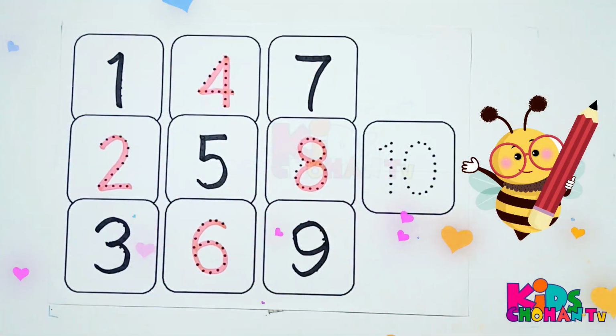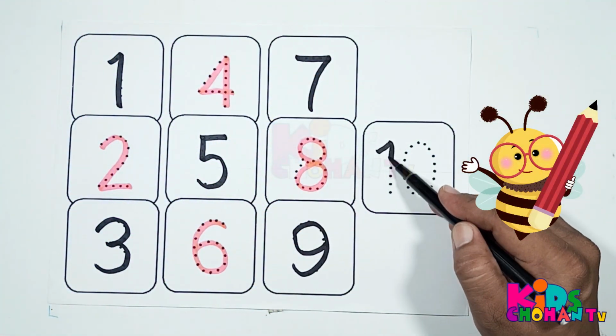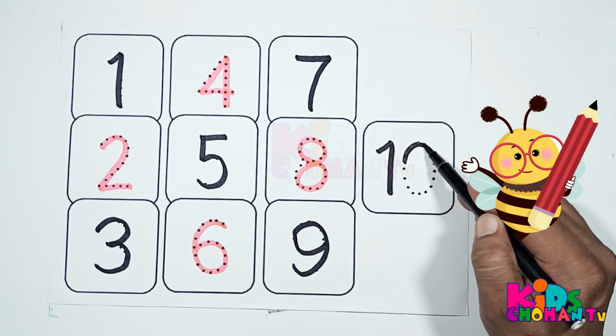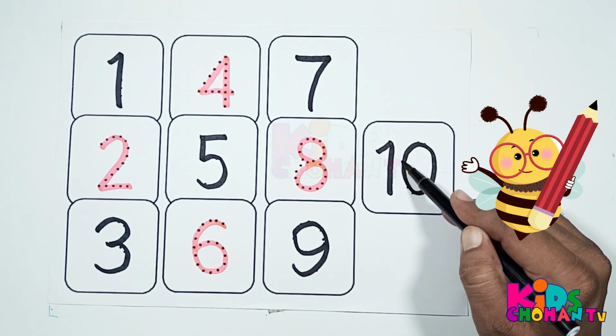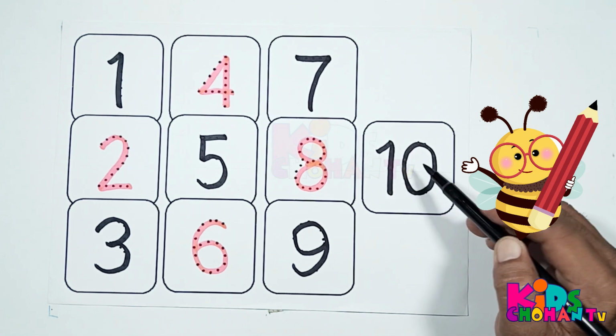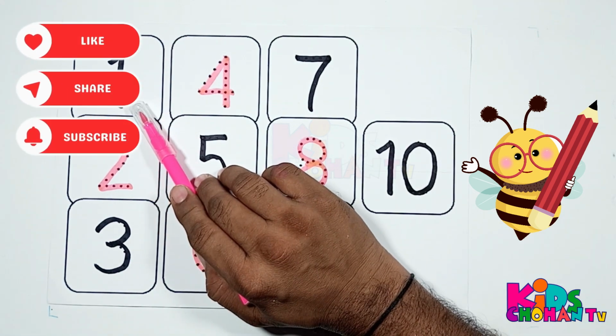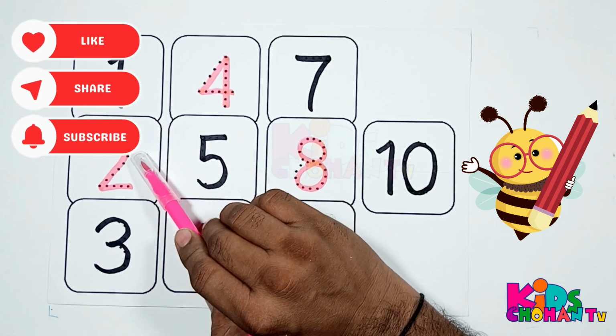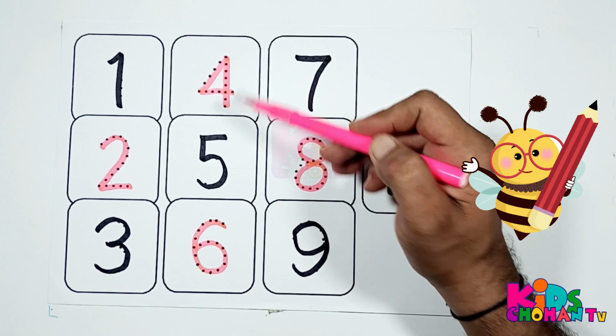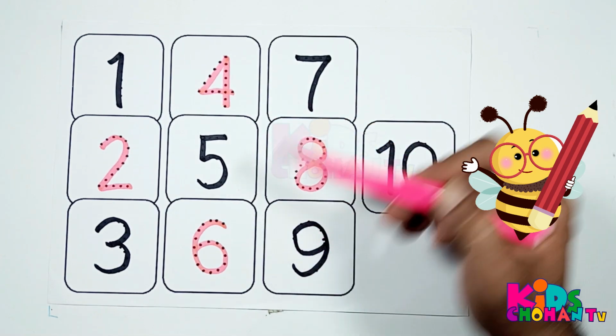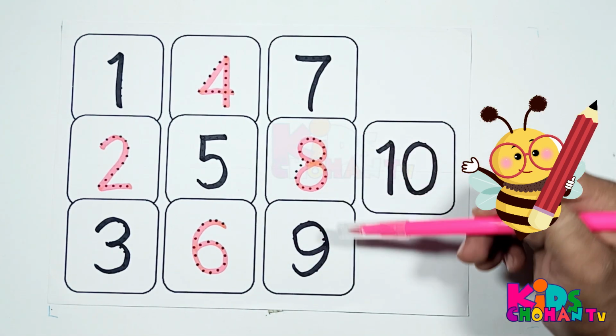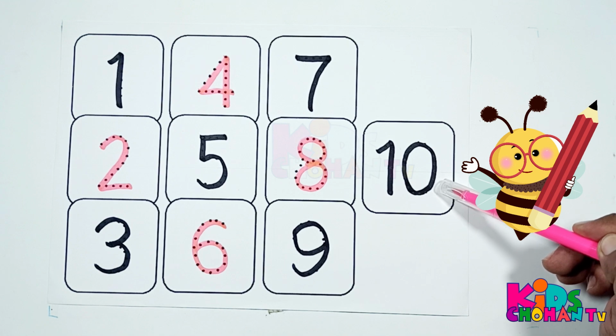Kids, this is number 9. N-I-N-E 9. Now kids, we are tracing 1 and 0. 10. T-E-N 10. Kids, read again. 1, 2, 3, 4, 5, 6, 7, 8, 9, 10.